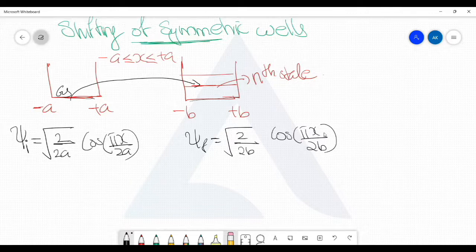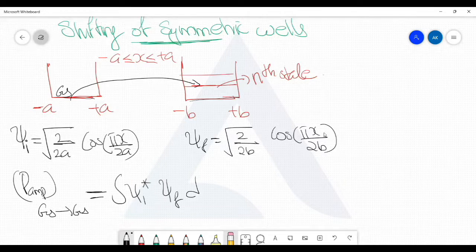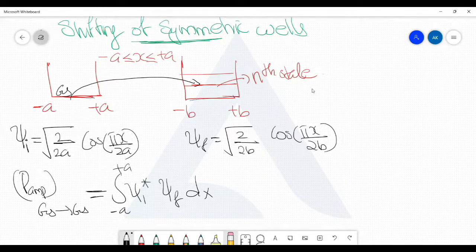So the probability amplitude for ground state to ground state transition will be integral of psi initial star psi final dx. Same idea. What would be the limit of integration? That should be from minus a to plus a, because it would be the common limit, right? So once you do this, I am requesting you to substitute and solve.